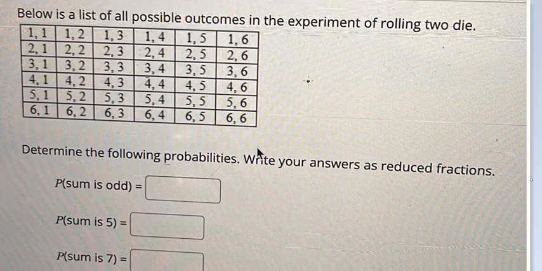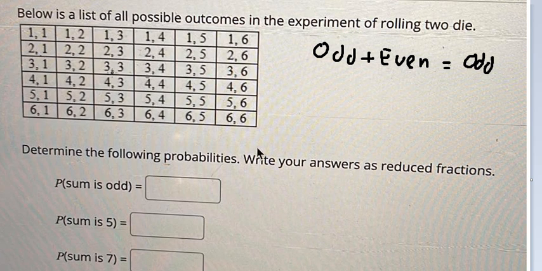We know that the sum of an odd and an even number is an odd number. So in this one, we need to circle the pairs of one odd and one even number, so you get the sum as odd. So that should be this one in here, here.